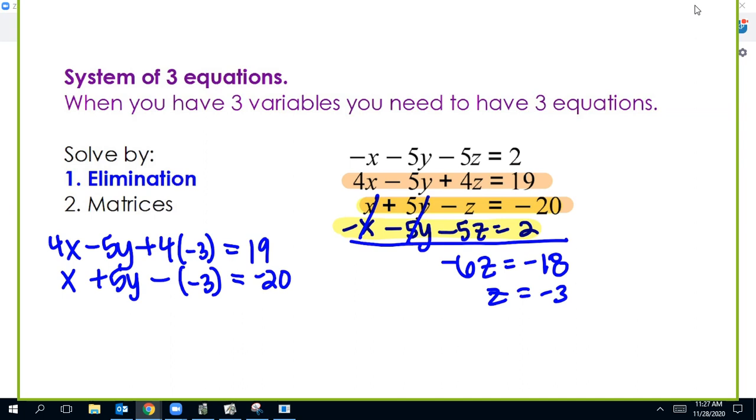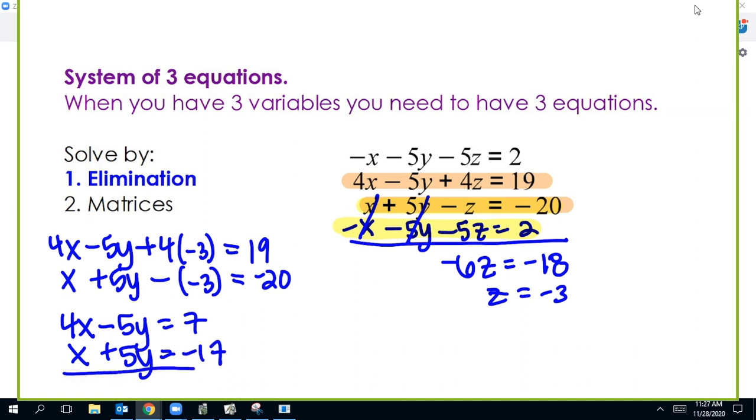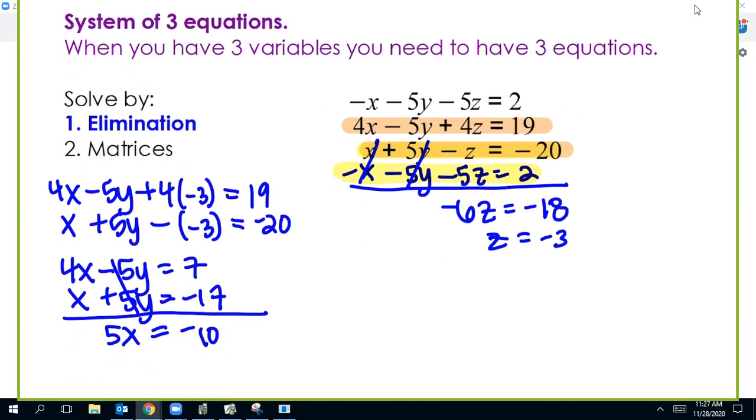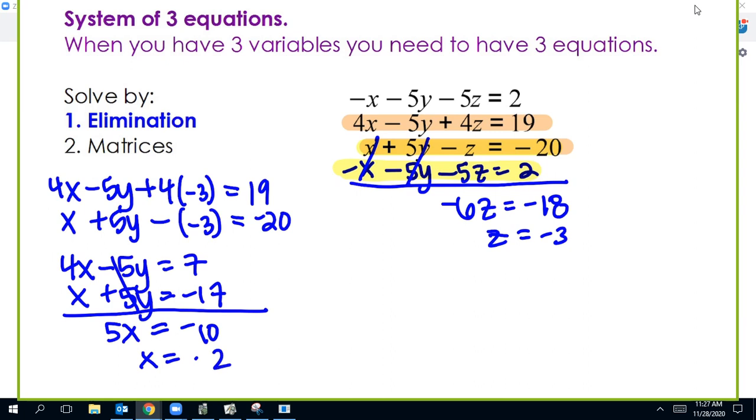So I can clean these up a little, make it a little simpler. 4x minus 5y equals, and we'll just do 19 minus 12, and then x plus 5y, and we'll do negative 20. That's a minus 3, so we'll add 3 and get negative 17. And now I can eliminate the y. I have 5x equals negative 10, and x equals negative 2. So far I eliminated two variables from these two equations to find z, then I plugged z in and eliminated the y to find x.